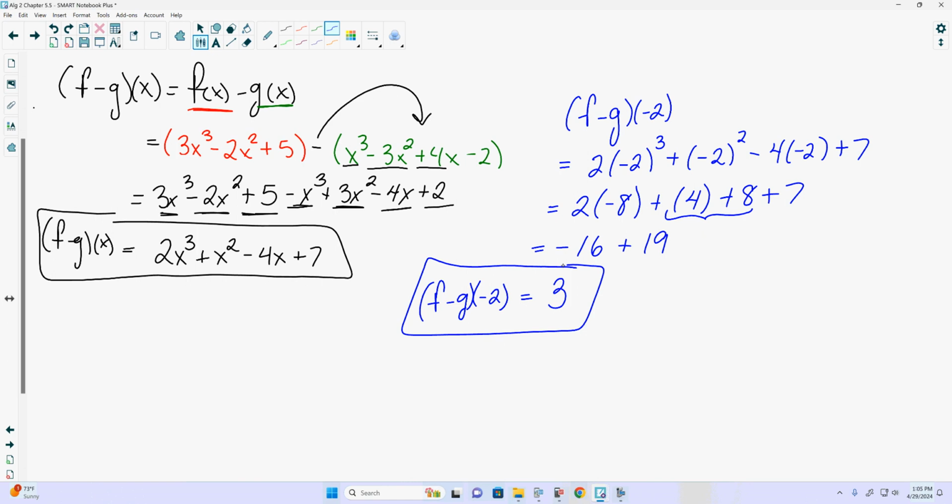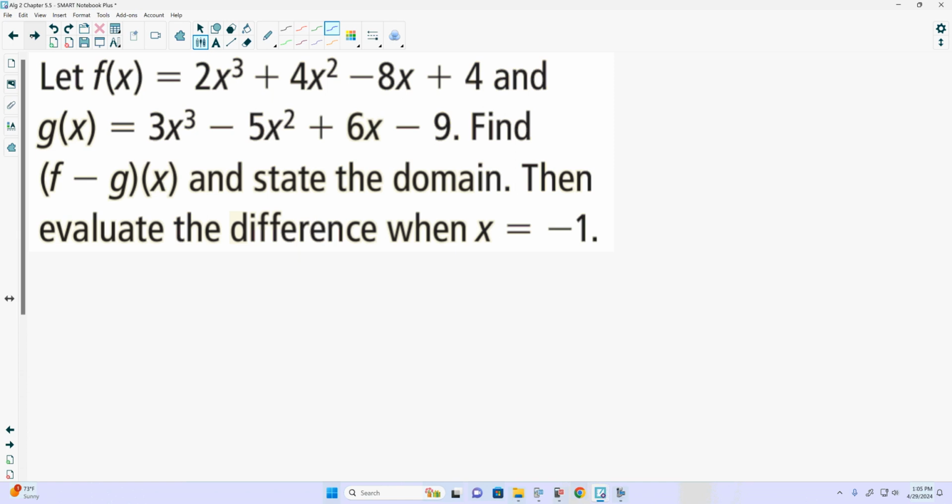So what do you think? Is subtraction that much different than addition? A little bit, because we have to keep track of our sign. But other than that, simplify, combine like terms. You're ready for the next one. We'll do one more with subtraction.